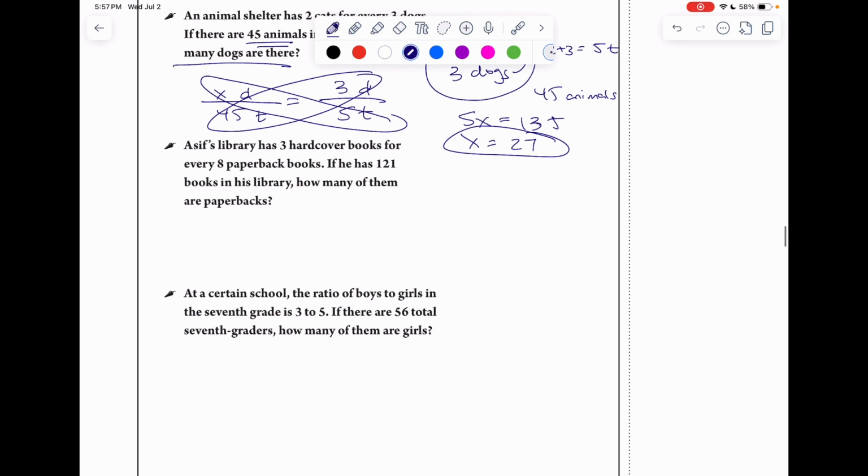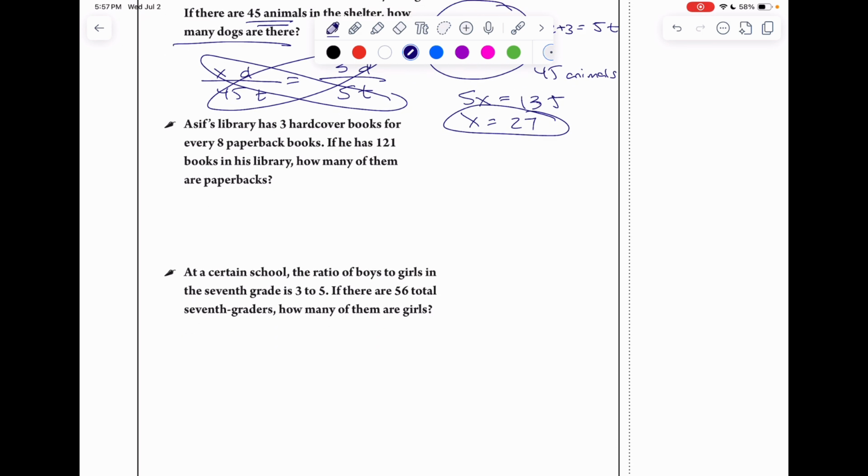Let's look at our next one. Asif's library has 3 hardcover books for every 8 paperback books. If he has 121 books in his library, how many of them are paperbacks? Well, 121, that's a total, so let's set up what we want first. How many paperbacks if we have 121 total books?